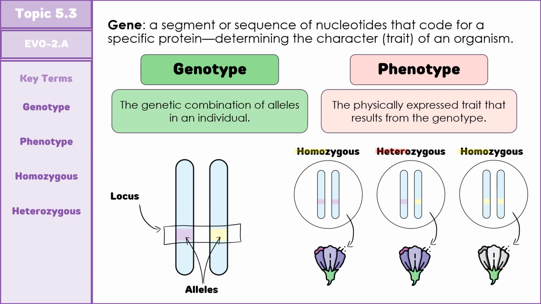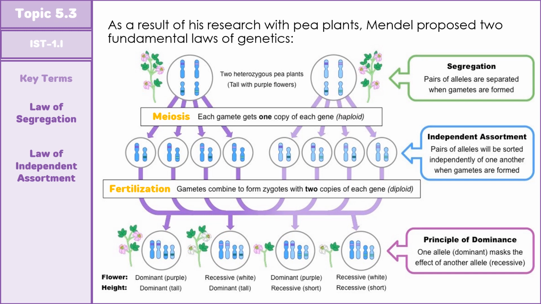So as a culmination of all of his research, Mendel was able to develop a few important fundamental laws of genetics. The principle of dominance, which we've already talked about, is the idea that we have one allele that may be expressed whenever it's present, and it may mask the presence of another allele.